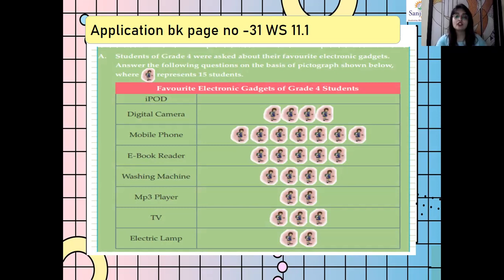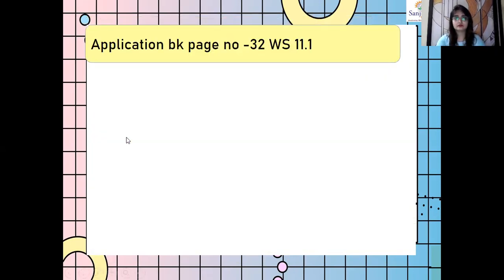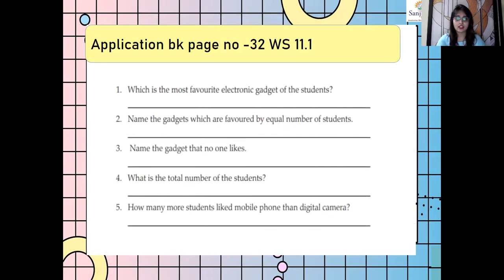Okay, now look at the different types of electronic gadgets given, like iPod, digital camera, mobile phone, e-book reader, washing machine, MP3 player, TV, electric lamp. Now in iPod, children, there is no symbol given, that means no students like iPod. Okay, now let us start with the questions given there.